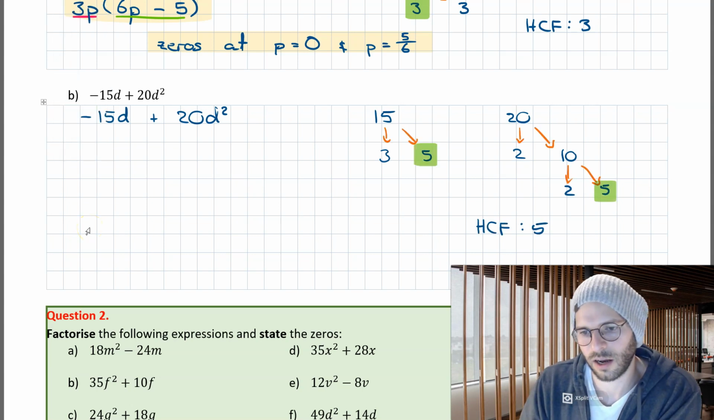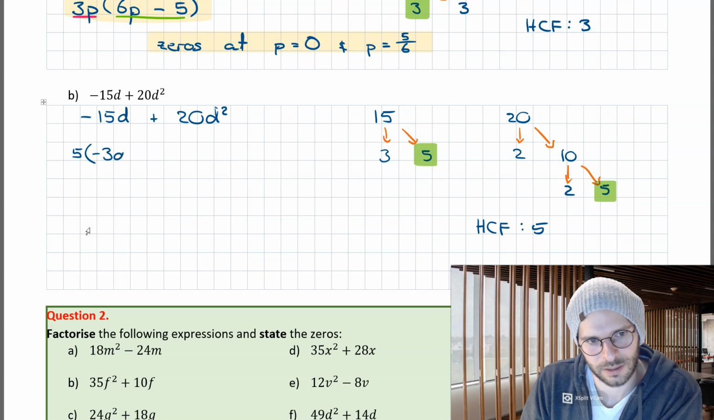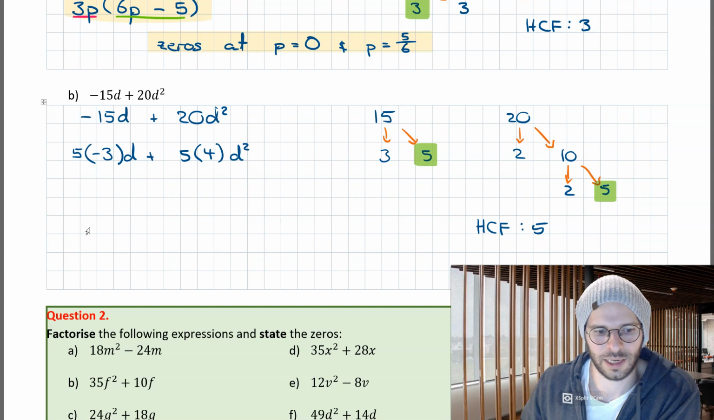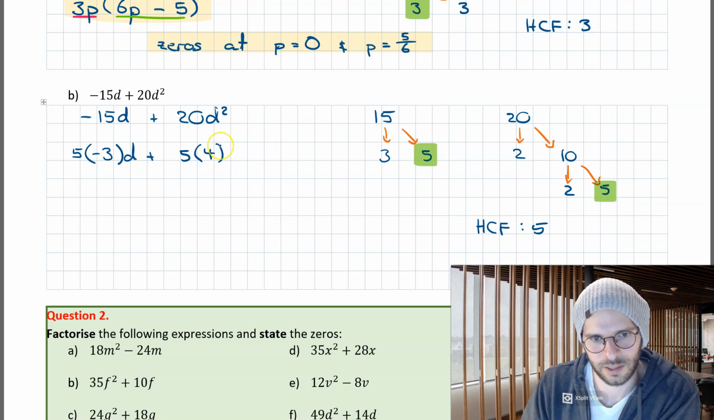I can see that the highest common factor is 5 in this instance. So factorizing that out, pull out the 5, leave behind the 3 minus 3d. Pull out the 5, leave behind the 2 by 2, which is 4d squared. That should be outside. Next we look at the variables. We have single d, d squared.